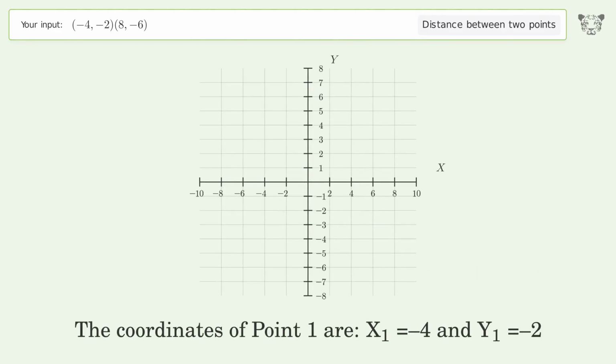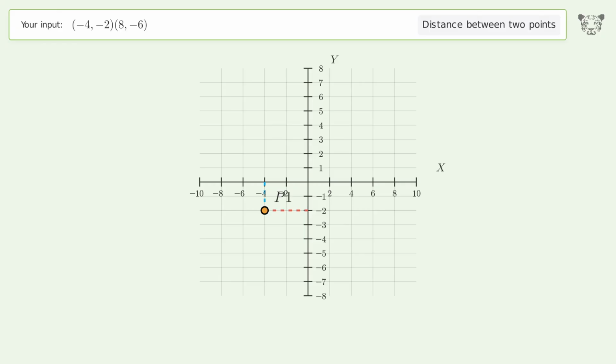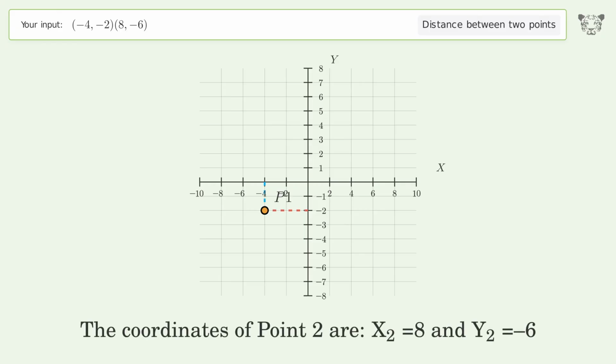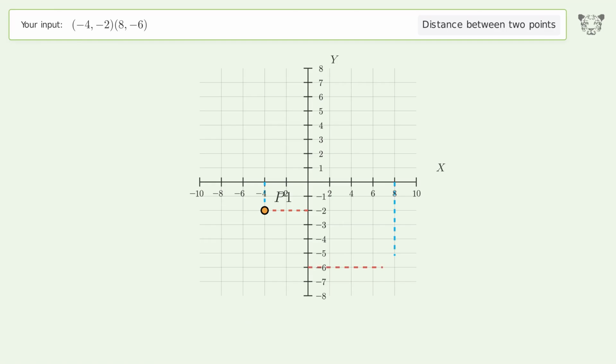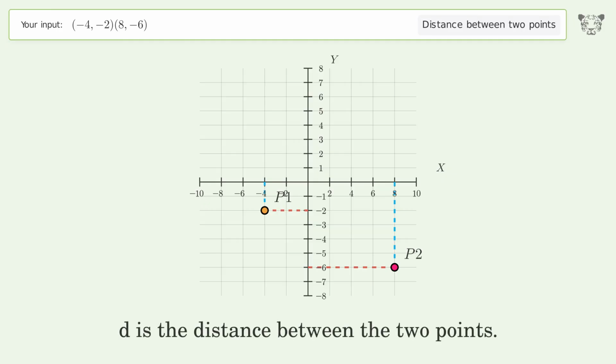The coordinates of point 1 are x1 equals -4 and y1 equals -2. The coordinates of point 2 are x2 equals 8 and y2 equals -6. D is the distance between the 2 points.